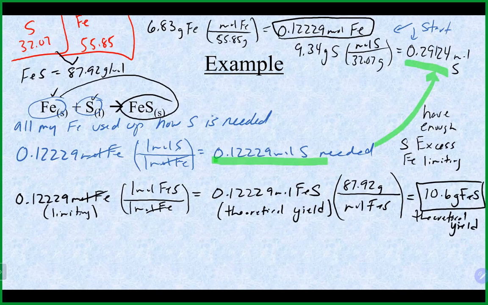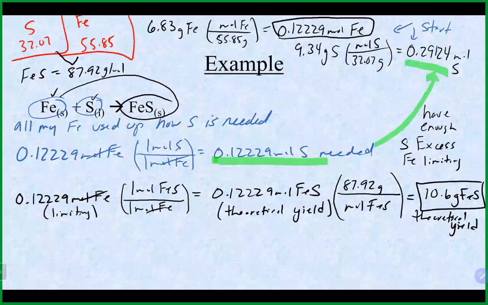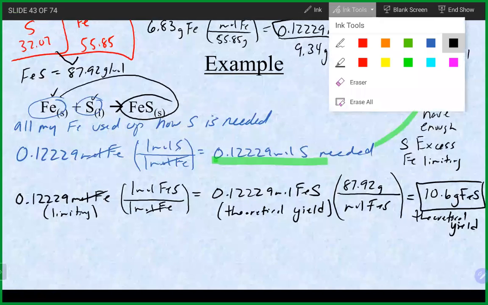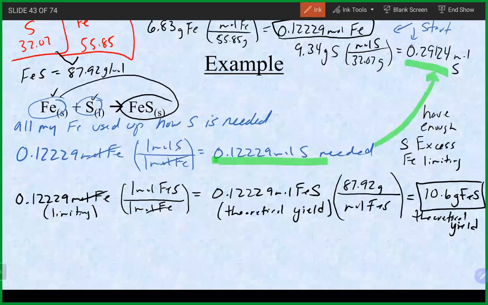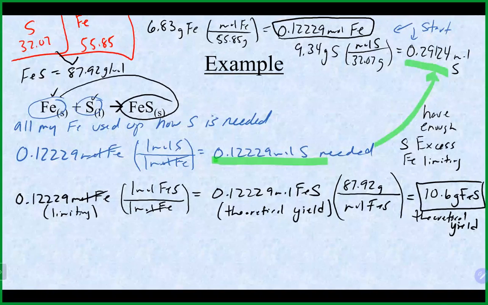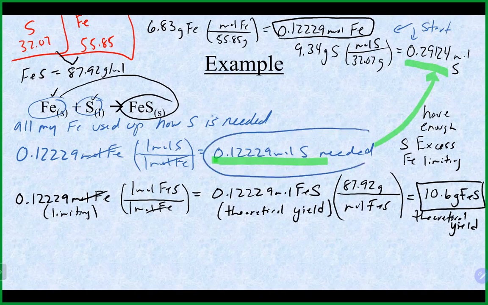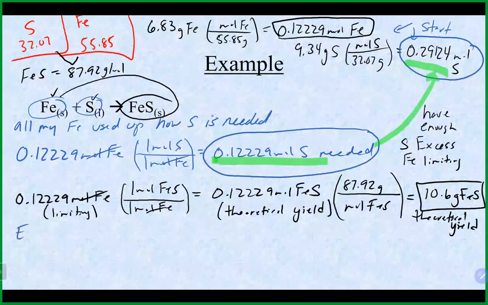Now, we also talked about that you could figure out how much of your excess reagent is left over. So if we wanted to do that in this case, we happen to have picked correctly here. We picked how much of our excess reagent we need, and we know how much of our excess reagent we started with. So to figure out how much of that excess reagent would be left over, we could do a very simple calculation here.